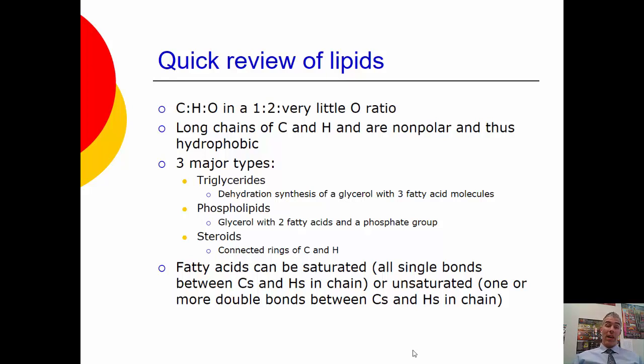Remember also, fatty acids can be saturated. Either they have all single bonds or they are unsaturated, where they have 1 or more double bonds between it. Remember, saturated fats tend to be solid at room temperature because they stack nicely because they're so linear. Unsaturated fats tend to be liquid at room temperature because of their bent nature. They do not stack as well on top of each other and thus flow. Okay, that's all for lipids.